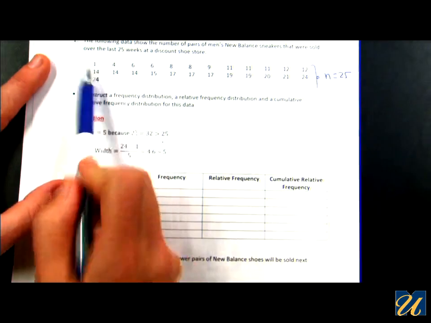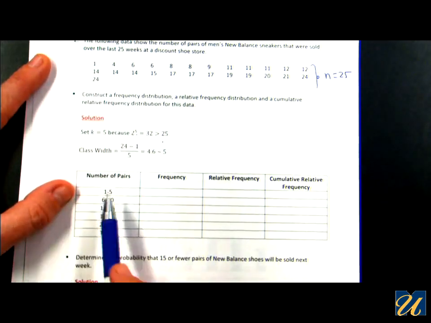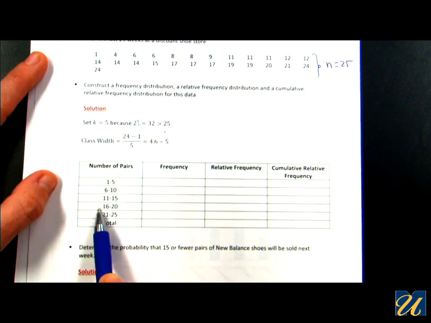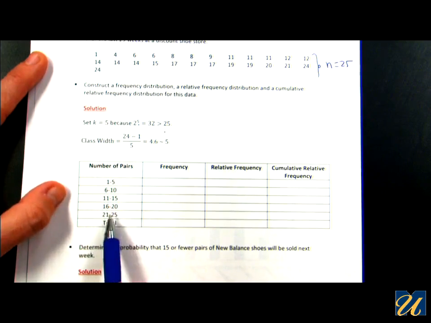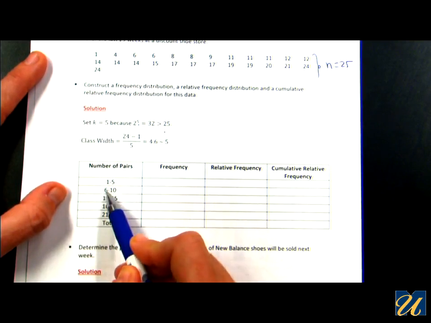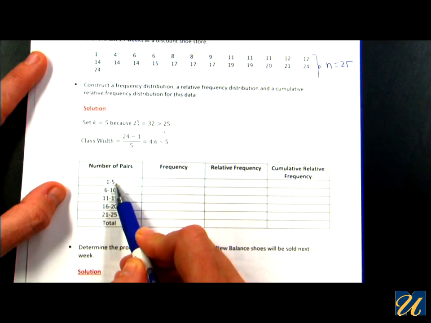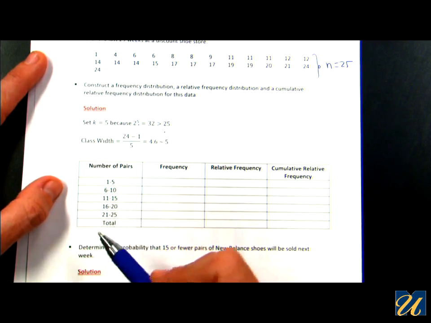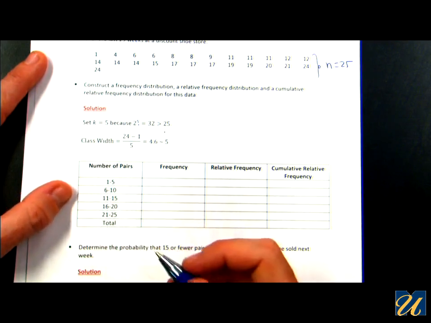We start with the minimum entry. The minimum entry is 1. So 1 plus 5 will give us 6, 6 plus 5, 11, 11 plus 5, 16, 16 plus 5, 21. And then to find the upper limits, you will take the lower limit of the second class and subtract 1 to get the upper limit of the first class. As soon as you have the upper limit of the first class, you keep adding the class width as you move from class to class.